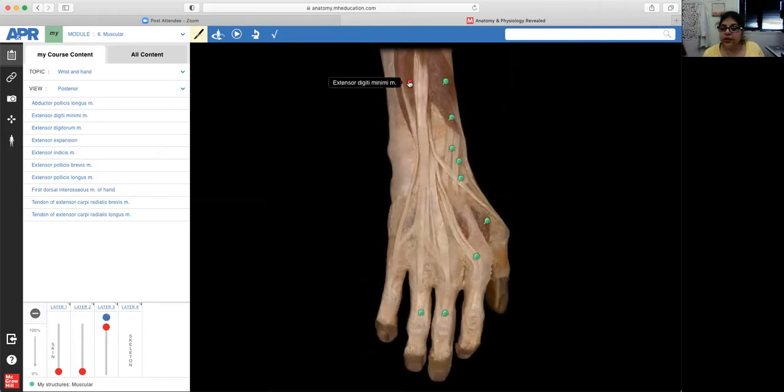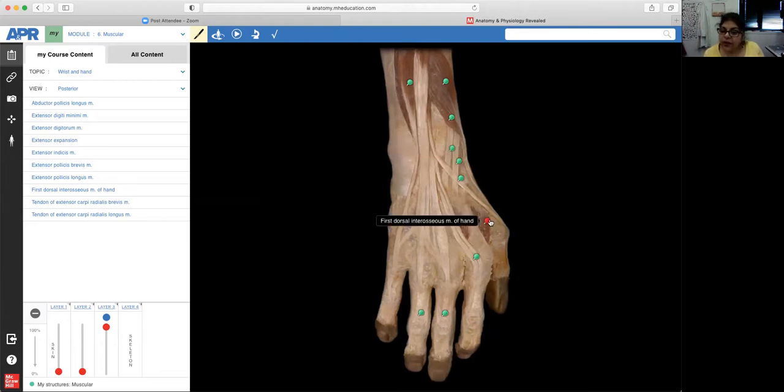That's your extensor digiti. Abductor pollicis longus, we saw that before. Extensor pollicis. So some of these are basically repeats, but then you can see them in different detail, at different angles. That's why I'm showing all of this. Extensor pollicis, a tendon of the extensor carpi radialis. Then you have the extensor carpi radialis brevis, right? That's a tendon for that.